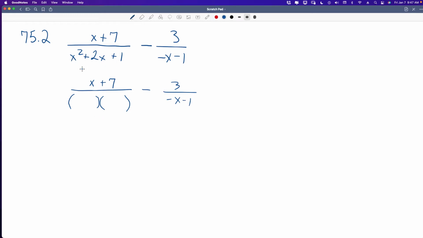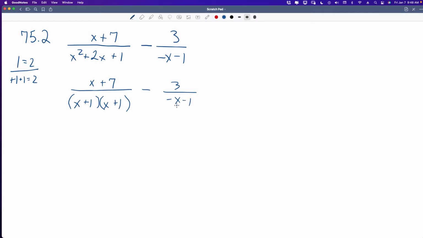And we need to have the factors of positive 1 that give us 2. Oh, I don't know. How about 1 times 1? That looks right to me. x plus 1, x plus 1. Oh, well, how about that? We have x plus 1 squared.